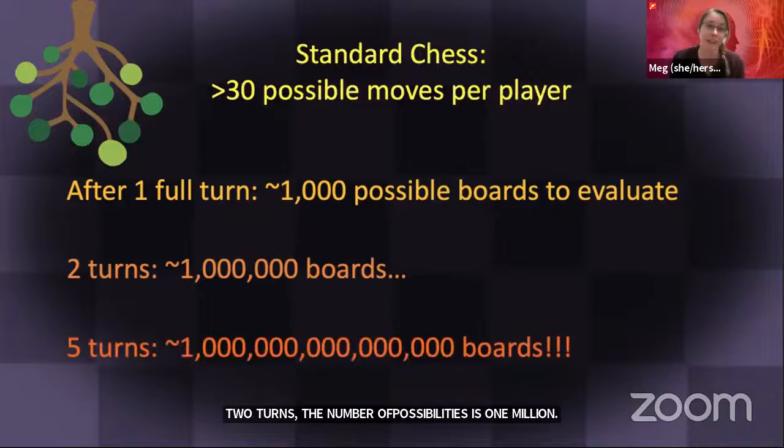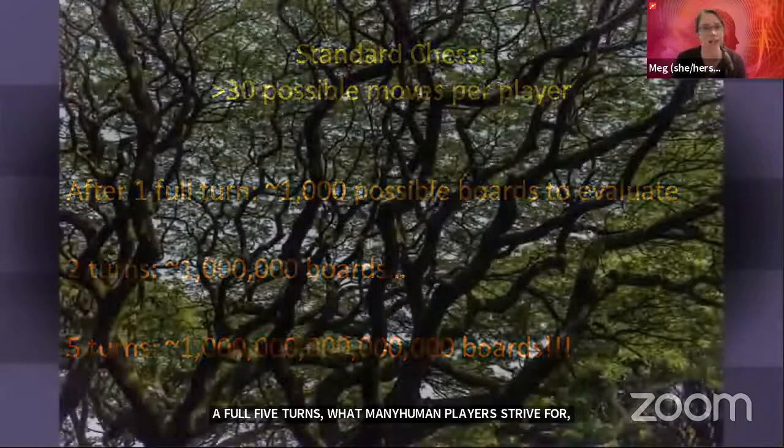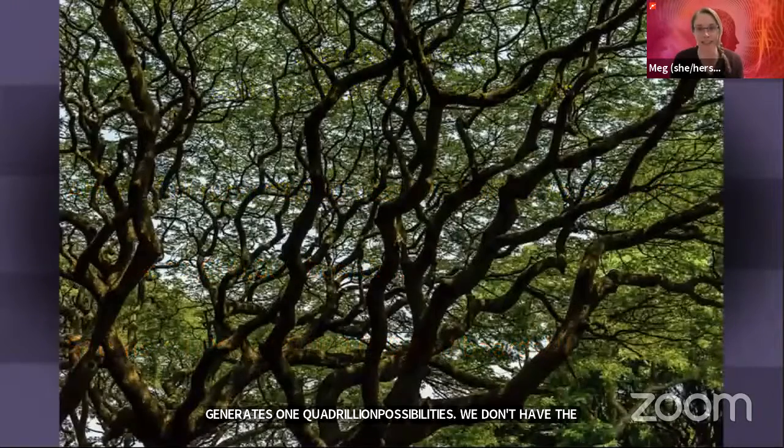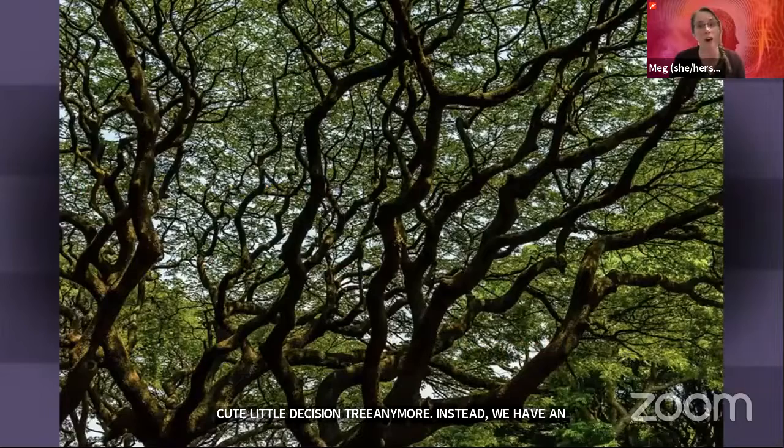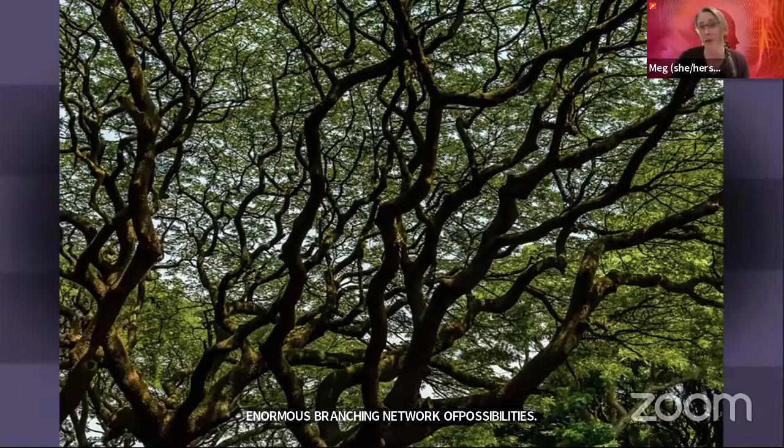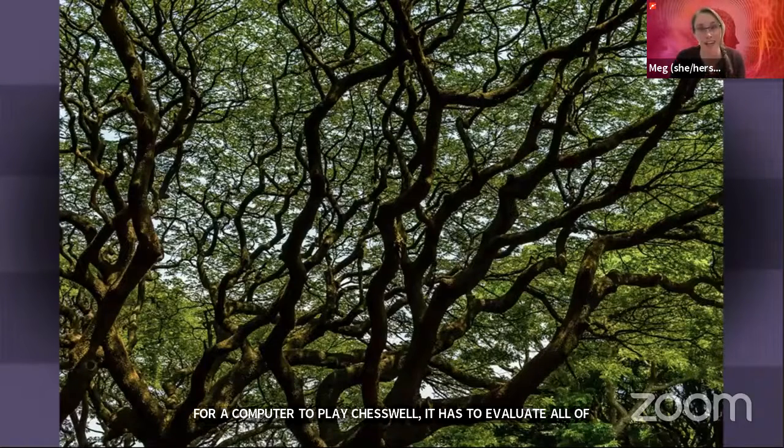So we don't have our cute little decision tree anymore. Instead, we have an enormous branching network of possibilities. And for a computer to play chess well, it has to evaluate all of these possibilities to choose the best path forward. And it has to do all of those calculations fast enough to obey the time control rules of chess, just like the human players.